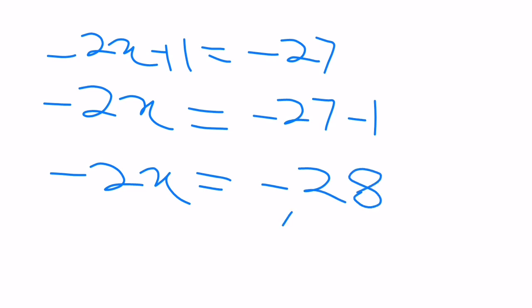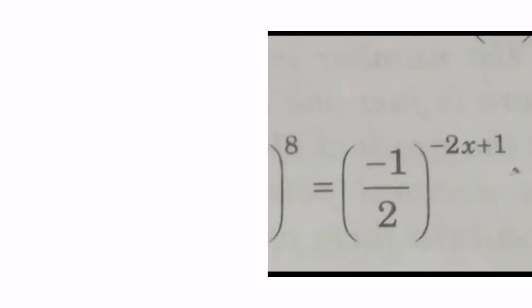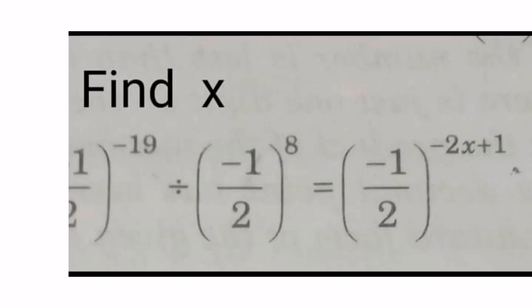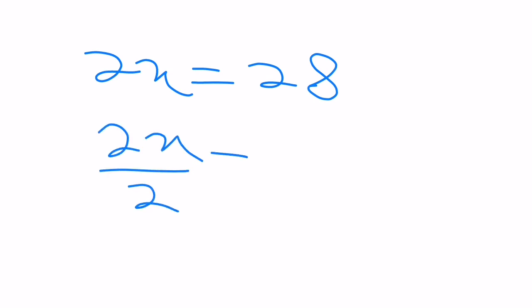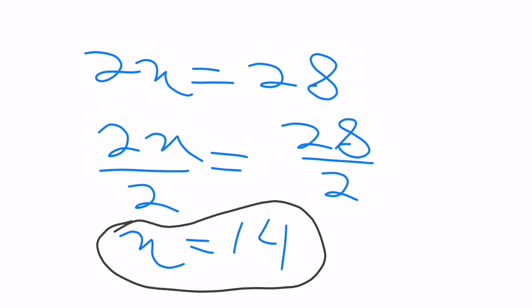Now minus cancels with minus. So 2x is equal to 28. Dividing both sides by 2, 2x divided by 2, 28 divided by 2. So x becomes 14. So the result is x is equal to 14.